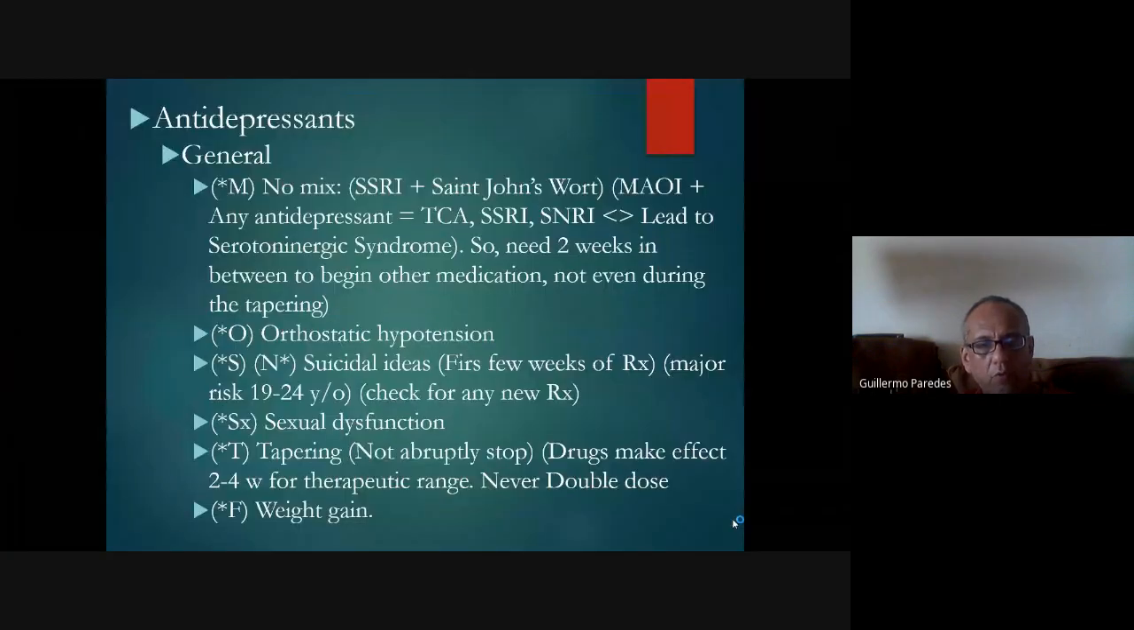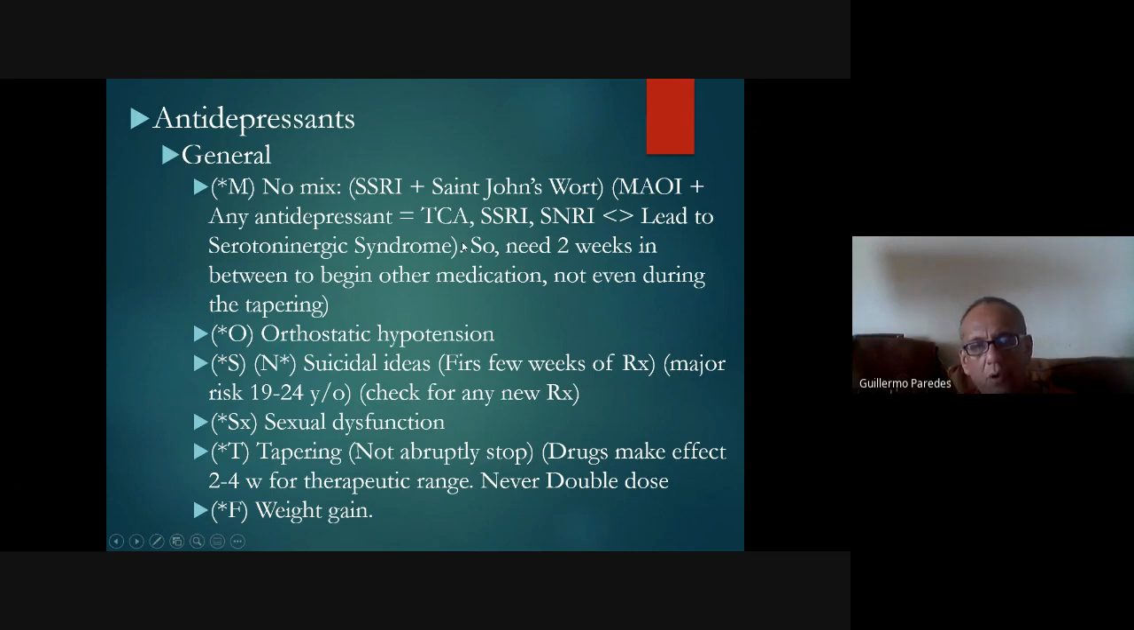Okay, so let's go to antidepressants. General considerations, please. Antidepressant means that you are going to elevate some neurotransmitters. All right, so no mixing SSRI with St. John's wort. All this is HESI. I prepared this for your HESI.